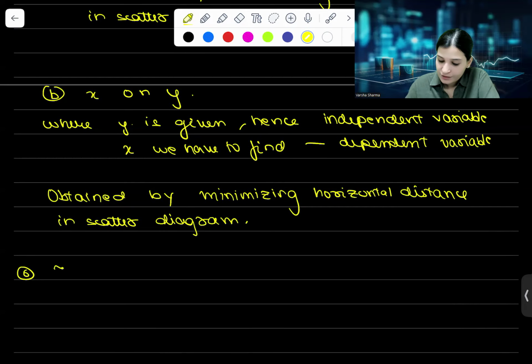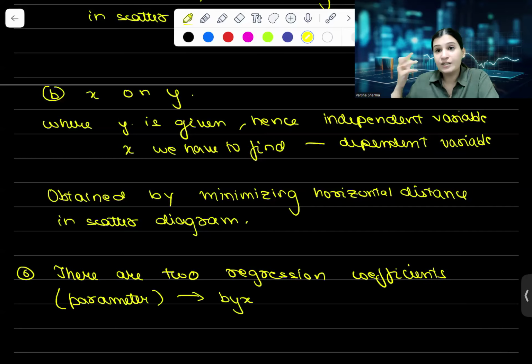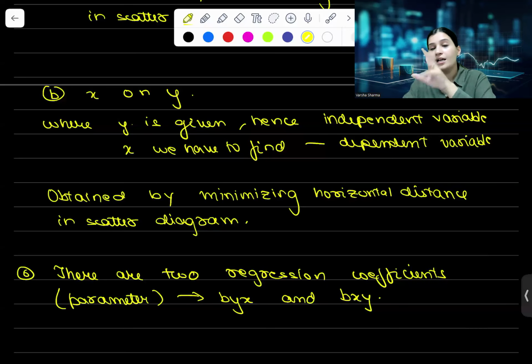But in regression, there are two regression coefficients or parameters, whatever they say. Byx, that is for y on x, and bxy. There is only one correlation parameter, only one correlation coefficient, but there are two regression parameters or two regression coefficients. Clear?